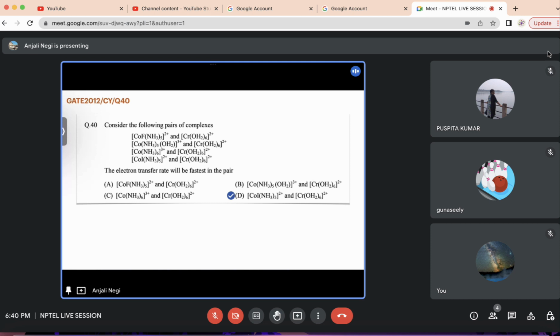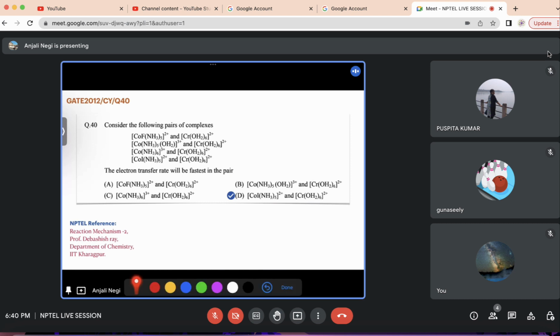For this particular problem, the electron transfer rate will be fastest in the last pair, which is showing the inner sphere electron transfer. And I will recommend you to go through the NPTEL reference reaction mechanism part 2 by Professor Debashish Ray, Department of Chemistry, IIT Kharagpur. Do you guys have any doubt?